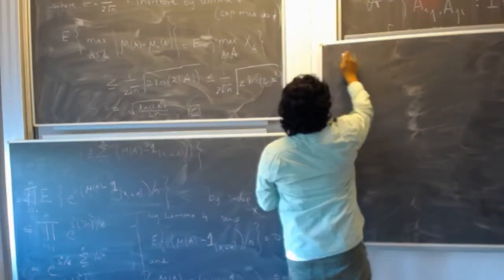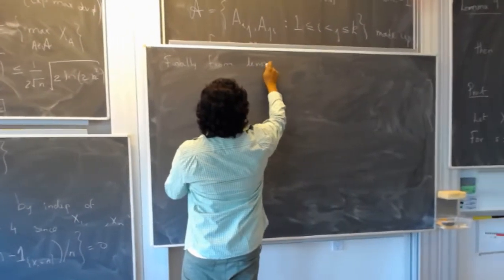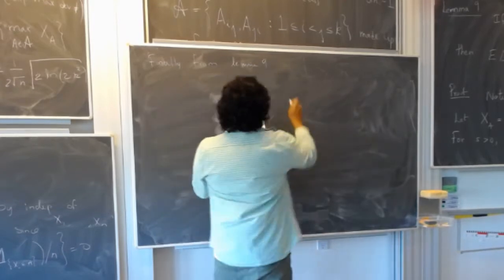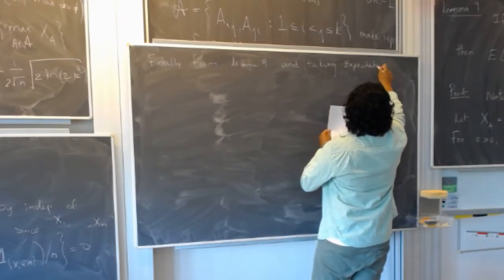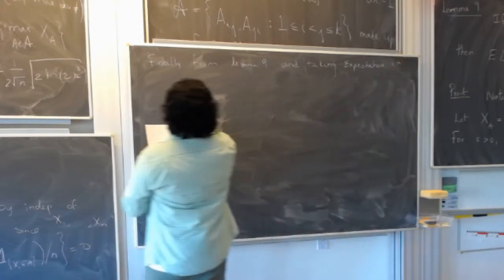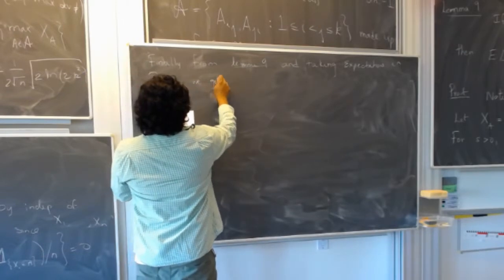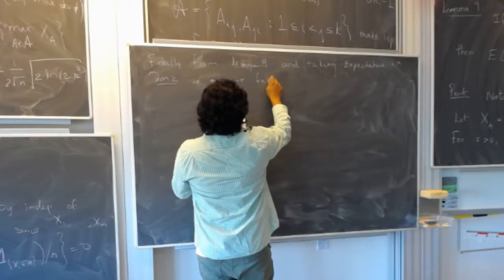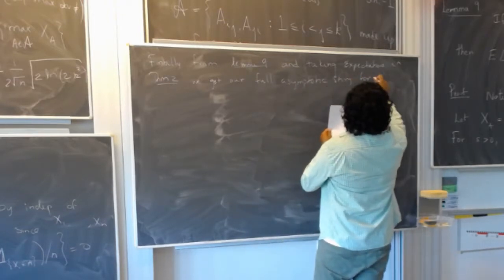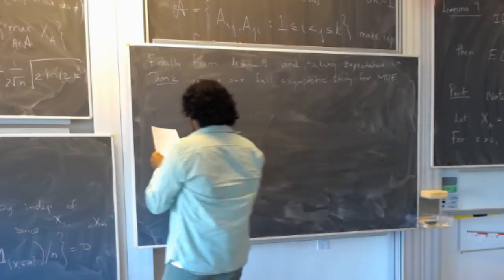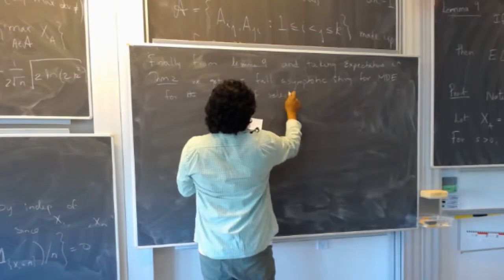So now finally, from number 9, and taking expectations in theorem 2, we get our full asymptotic story for MDE, this specific problem, selecting from a finite set of k densities.